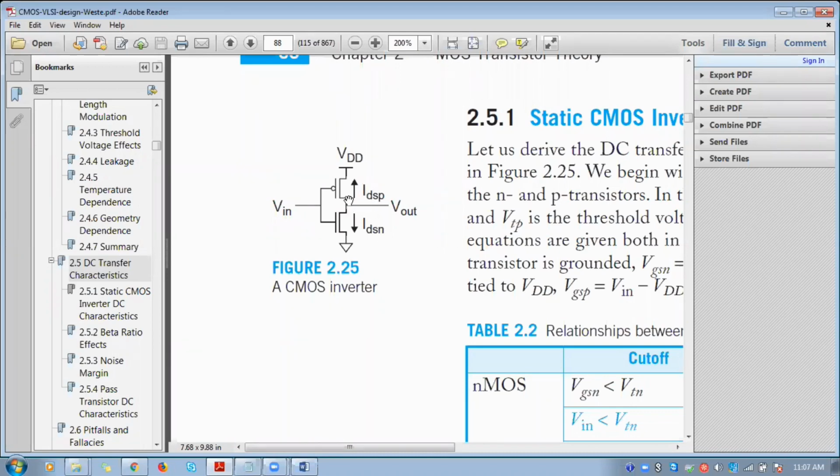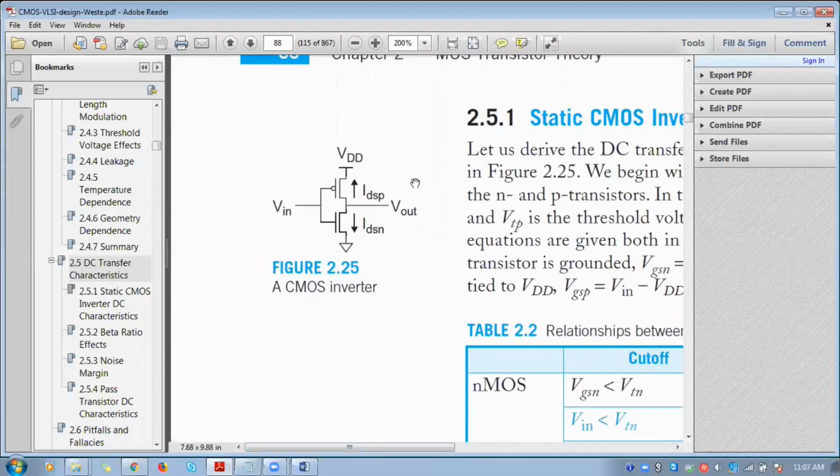Drain and drain are connected together, and we are taking the output. Gate and gate are connected together, and we are giving the control input. The actual inputs are VDD and ground. Both are connected to the source of the PMOS and NMOS respectively.